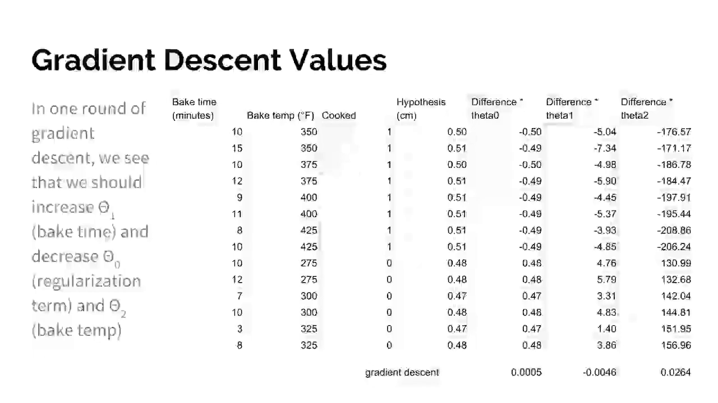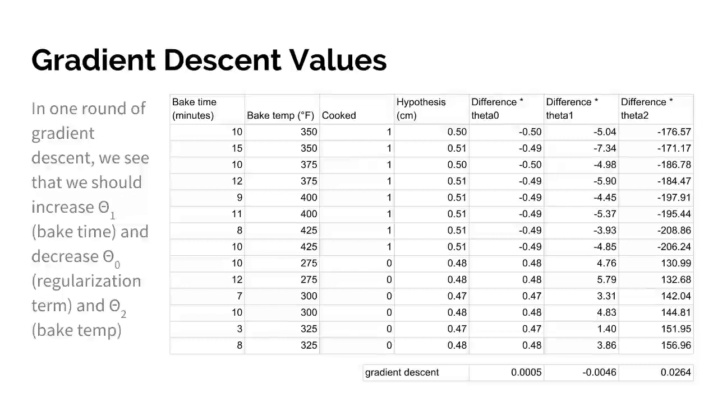And so after doing one round of gradient descent, we see that we should increase theta 1, which is correlated to a multiplier for bake time, and decrease theta 0 and theta 2, which are the regularization term and the bake temperature weights.